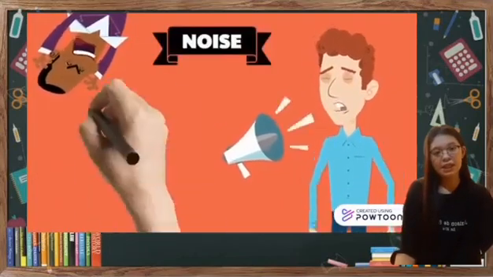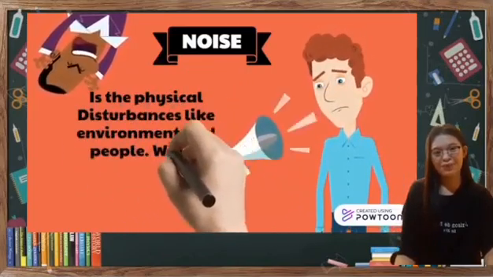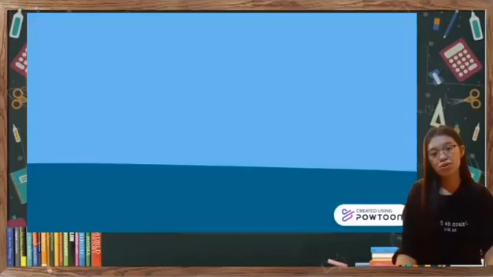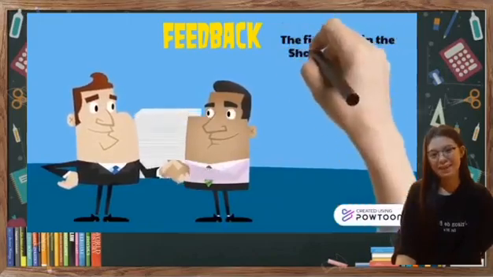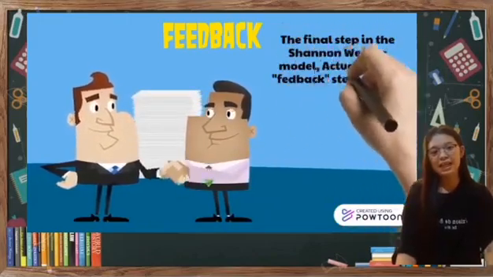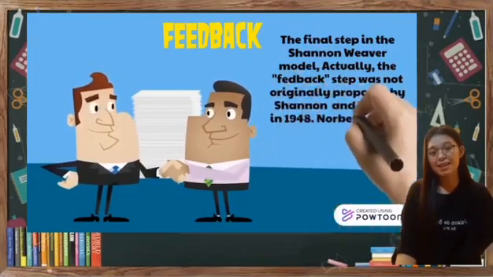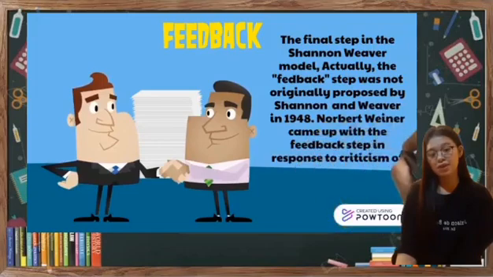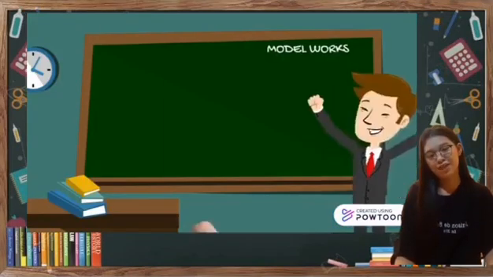Noise is a physical disturbance, like the environment or people. It interrupts the flow of communication, which results in unclear messages. Lastly, the final step, which is the feedback. It is said that Shannon and Weaver didn't originally propose this step. Norbert Wiener came up with it in response to the criticism of the linear way of communication.